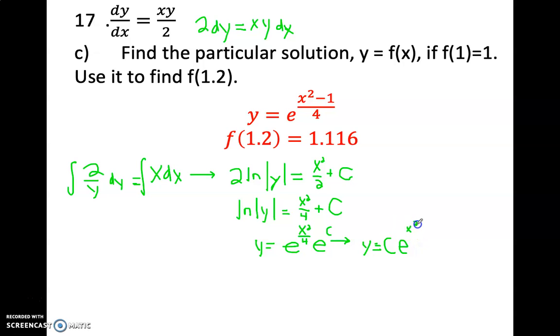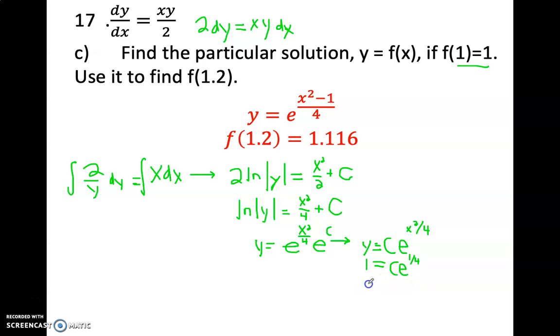And believe it or not, we're almost done. And this is probably the hardest part of this problem. All right, cool. So what we really want to know is what that c value is. So that's where we're going to go back here, and we're going to use x is 1 and y is 1. And we are going to get 1 equals C e. When we put a 1 in for x, we're going to get 1/4 power. So to get rid of that, we're essentially going to divide both sides by e to the 1/4 power.